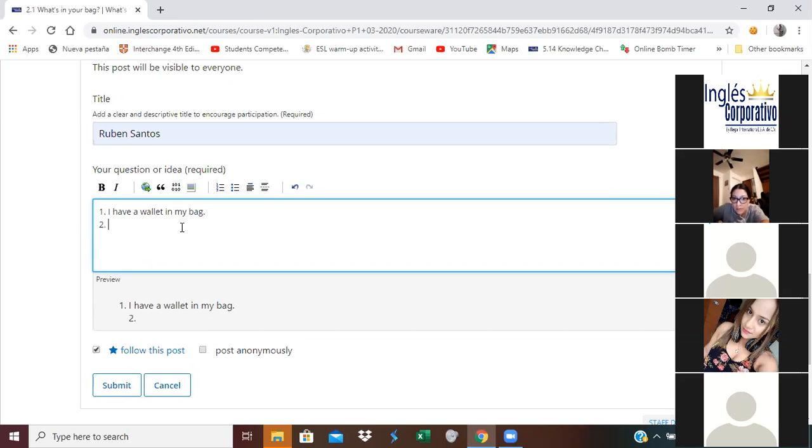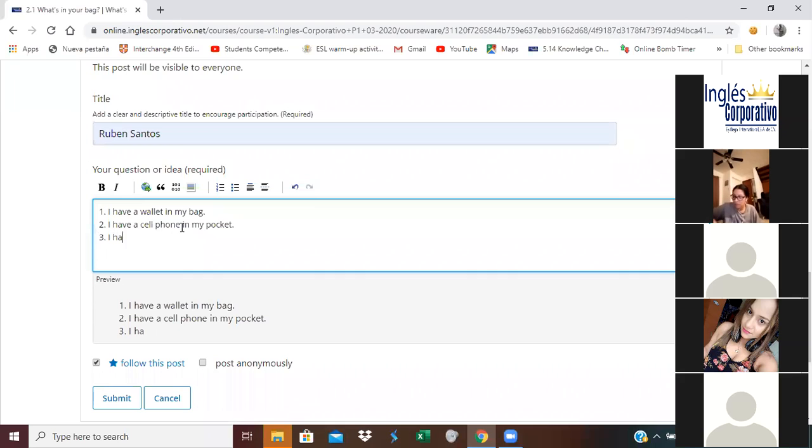Number two, I have a cell phone in my pocket. Tengo un celular en mi pocket. Es la bolsa del pantalón. Number three, I have a pen in my backpack. Eso es, yo tengo un lapicero en mi mochila.